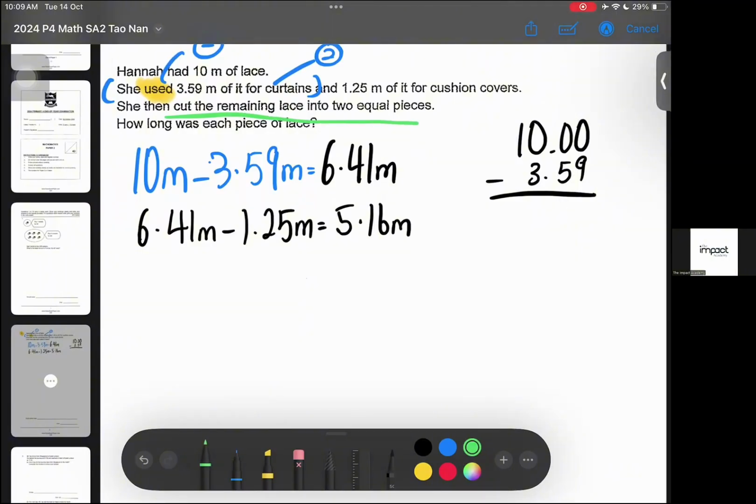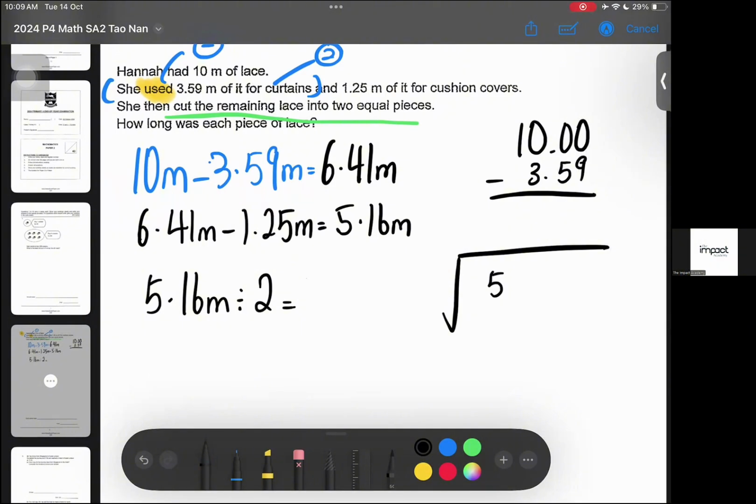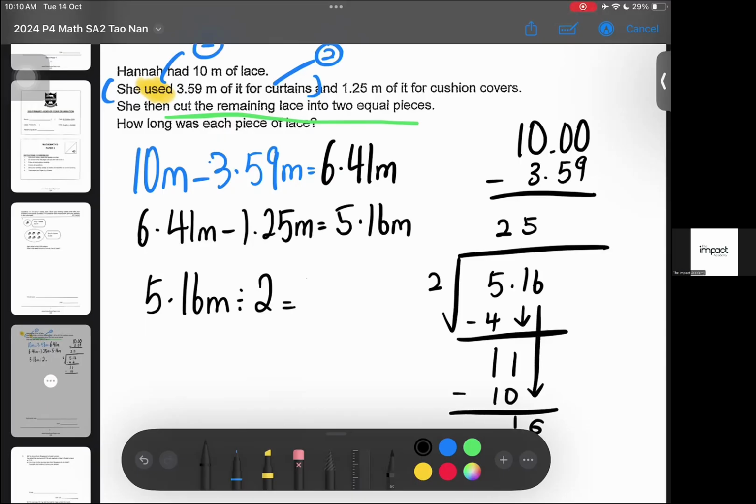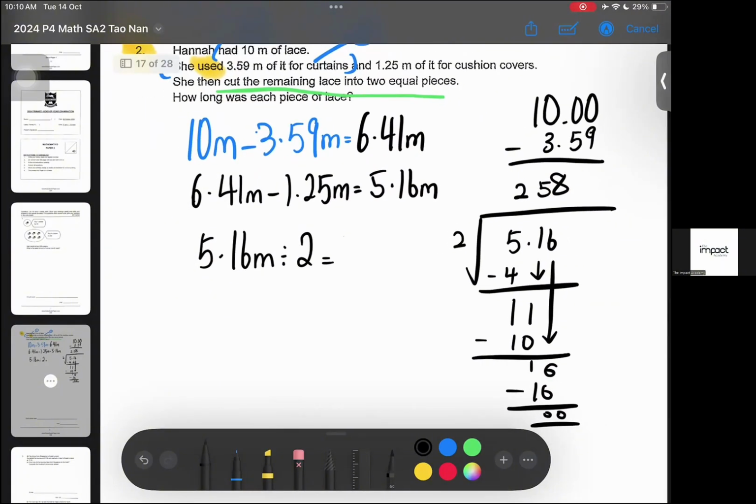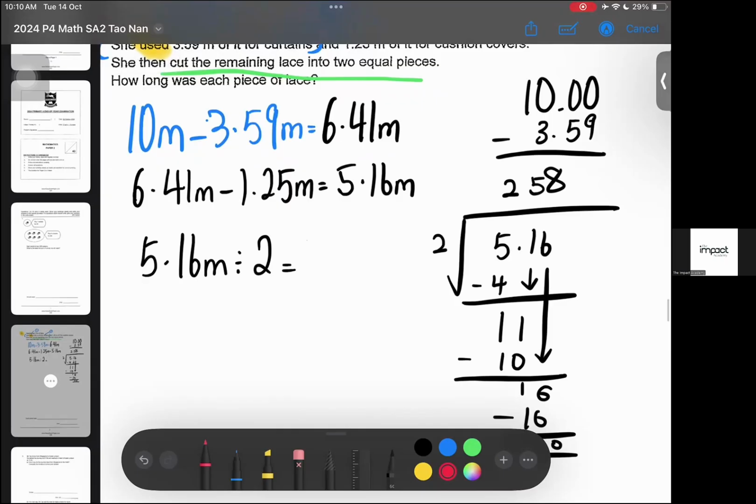After that, then what she do? She cut the remaining lace into 2 equal pieces. Means what? She broke it up into half. True? So we divide by 2. Okay, maybe it's the division part that confuses you all. 2 times 2, 4. Bring down the 1, you get to 5. 10. Bring down the 1, you bring down the 6. True? 8. 60. No, but you think about it, can your answer be 258 meters? No, it cannot be, right? The decimal point has to be here. True? And that is the reason why your answer for this question has to be 2.58 meters.